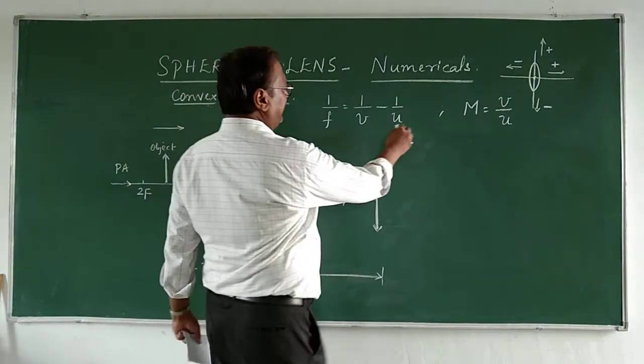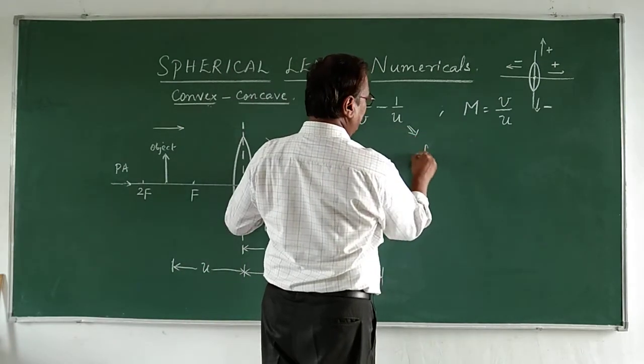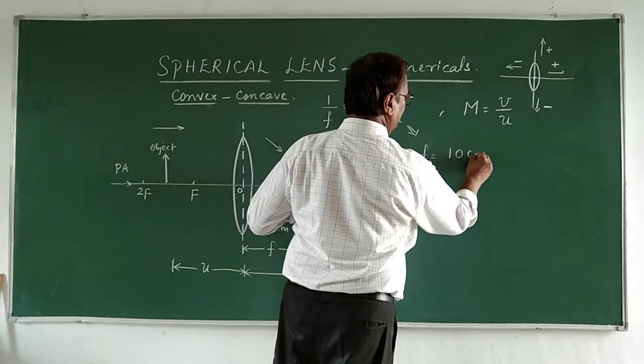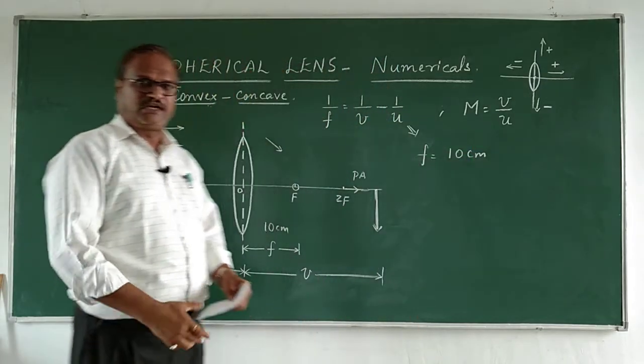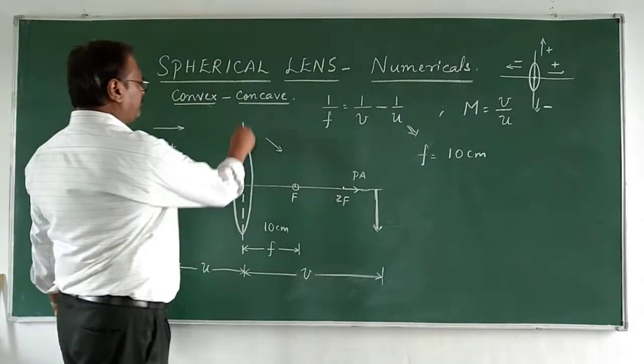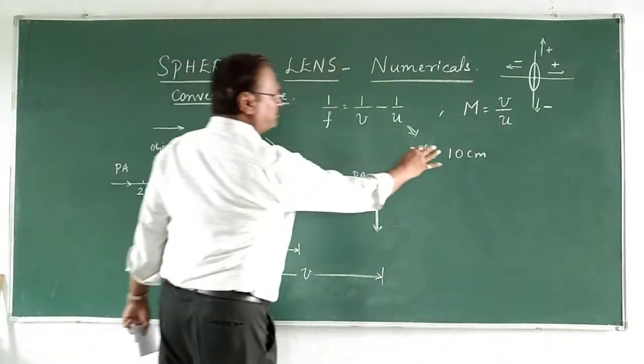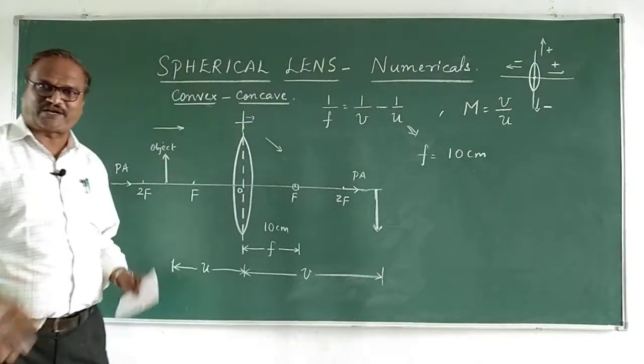Now, I have to take the data for this equation. It is given that the focal length is equal to 10 centimeter. Now, the question arises, is it positive or negative? Simple. Using the coordinate system, F is in the positive direction, so it is positive. So, no need for us to write the sign.